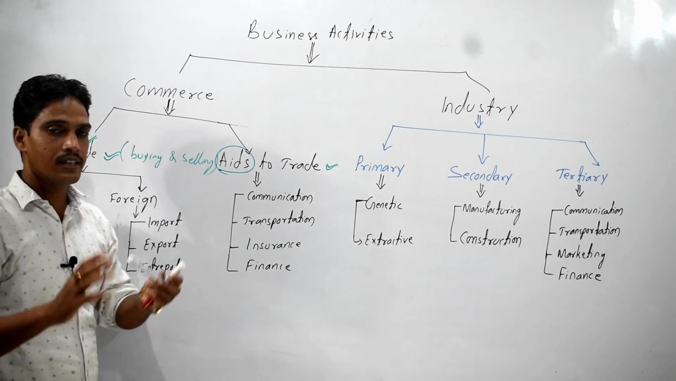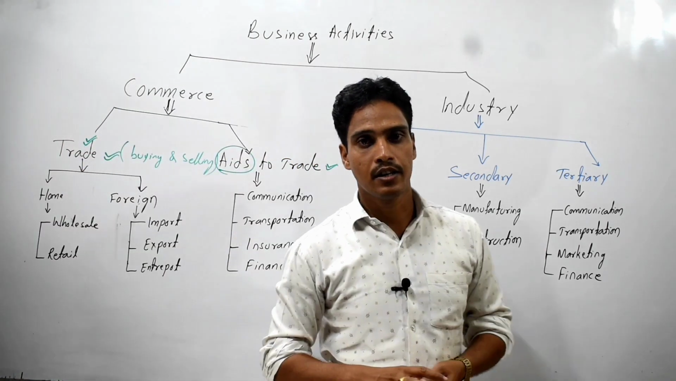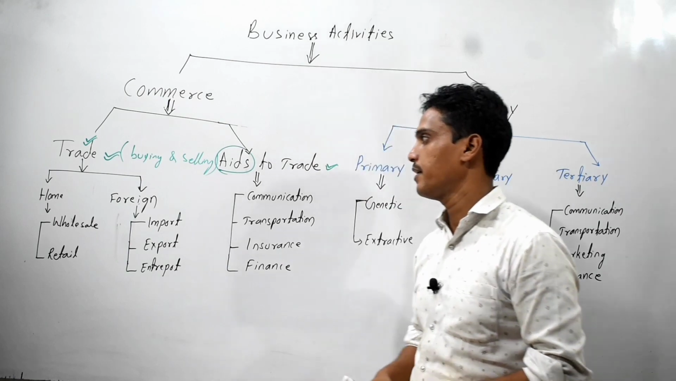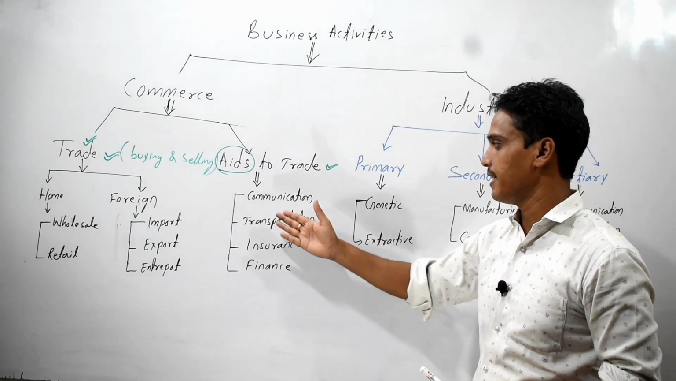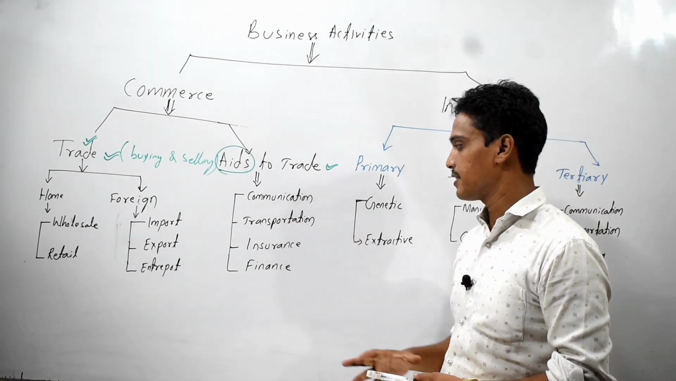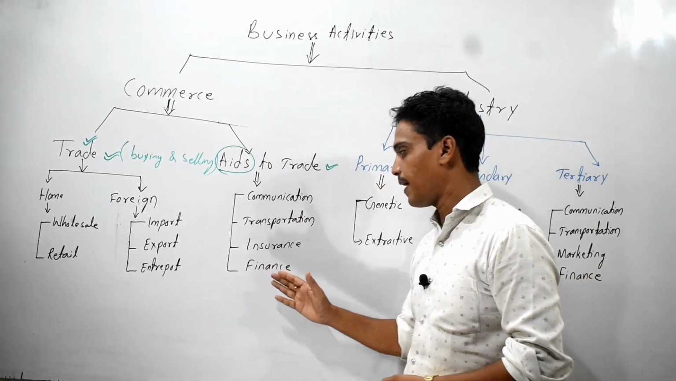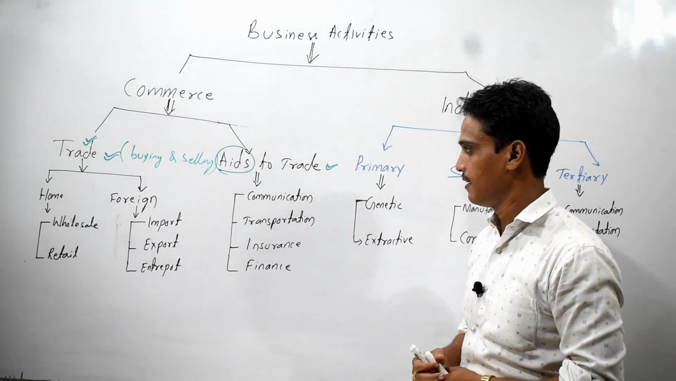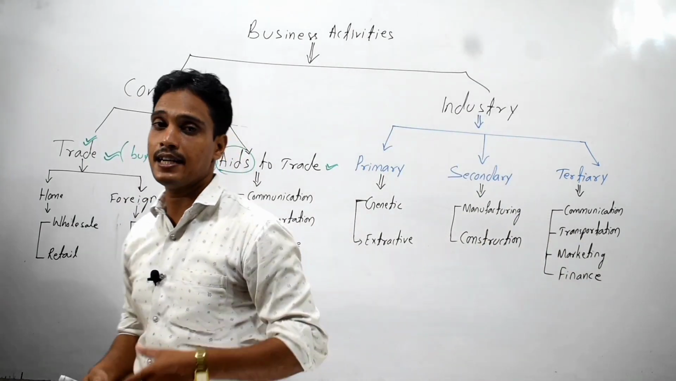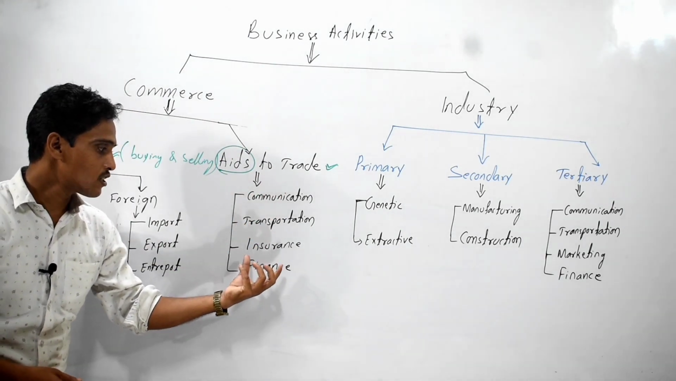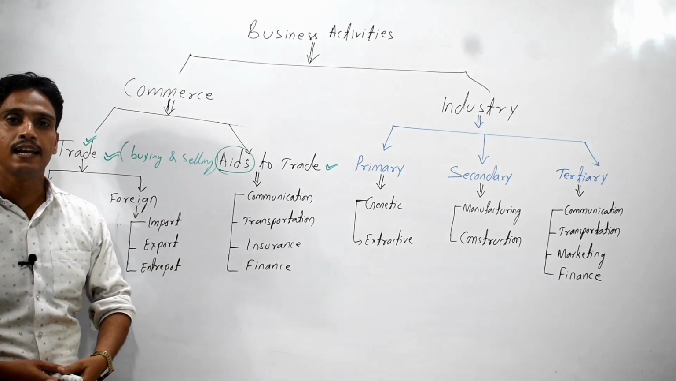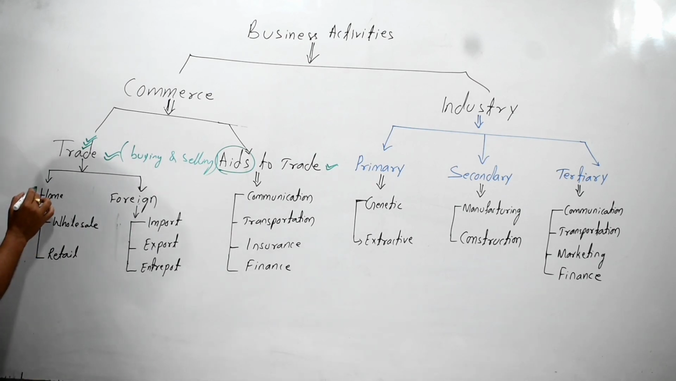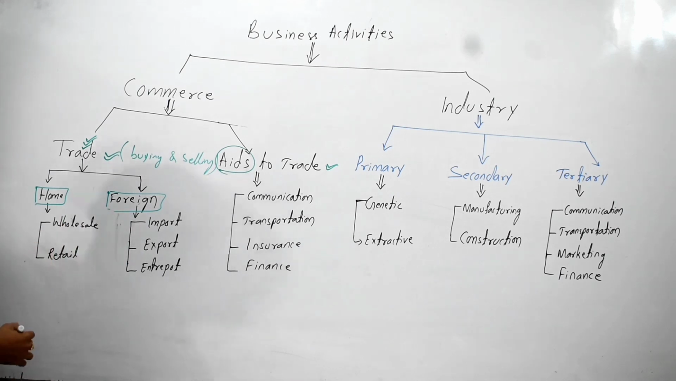That means there are certain activities very much essential to ensure smooth flow of our trading activities. Such activities are communication, transportation, insurance, finance, banking. All such activities are very much essential for the smooth functioning of trading activities. That means all these activities support the buying and selling activities. Again, trade is further divided into two types, that is home trade and second one is our foreign trade.